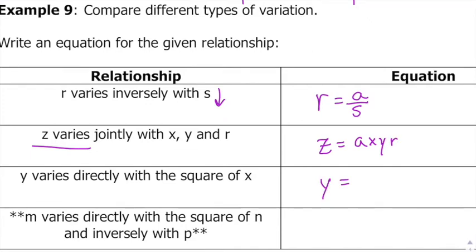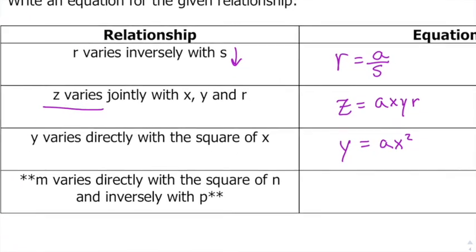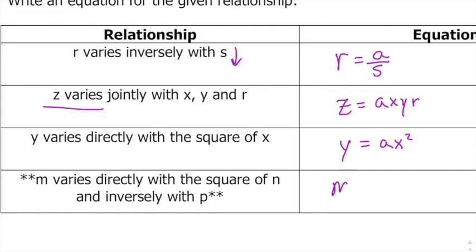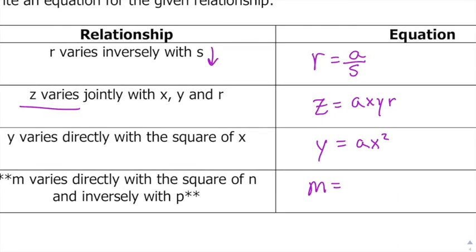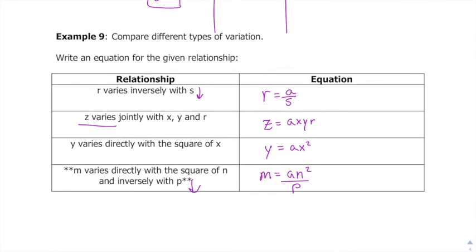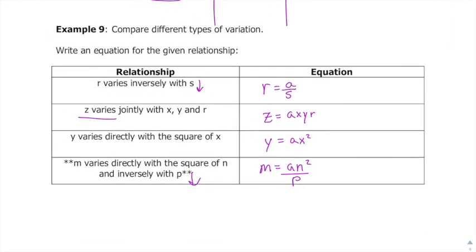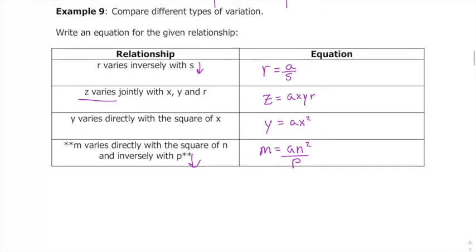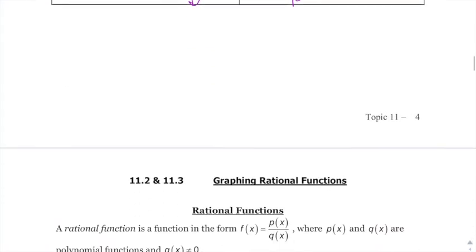Y varies directly with the square of X. So that's A, and then X squared. There's your relationship for that. Apparently this one has stars next to it. I don't know why. Maybe it's a special one, maybe it shows up again somewhere. M varies, so M's by itself, directly with the square of N. So we have AN squared, and inversely with P, which means that's got to go in the denominator. So we put this P value in the denominator. And there's all your different types of inverse and direct variation and joint variation. And that is it.